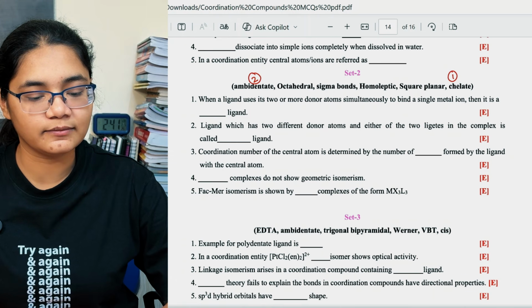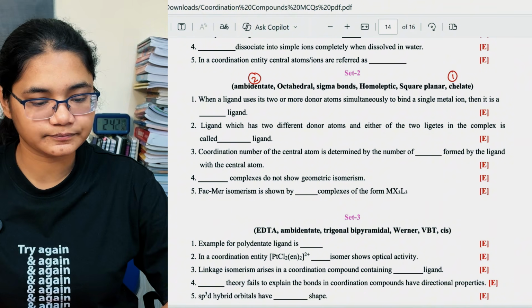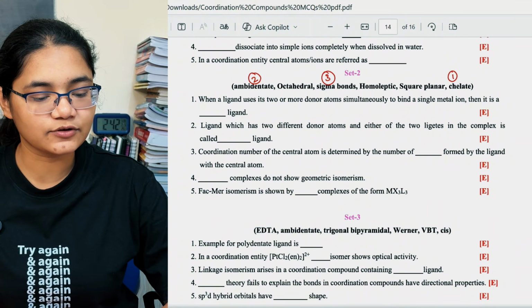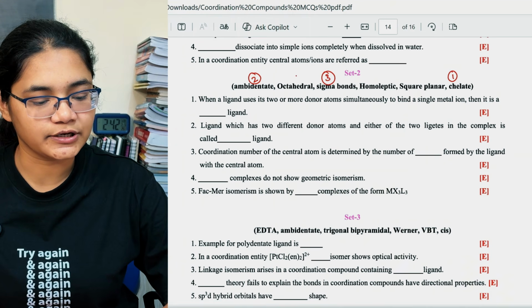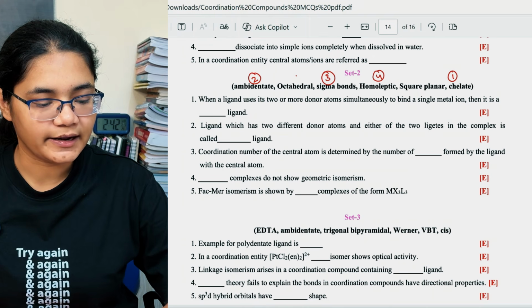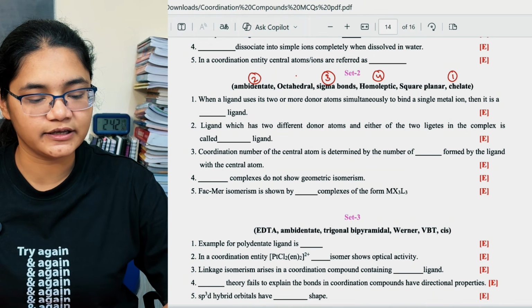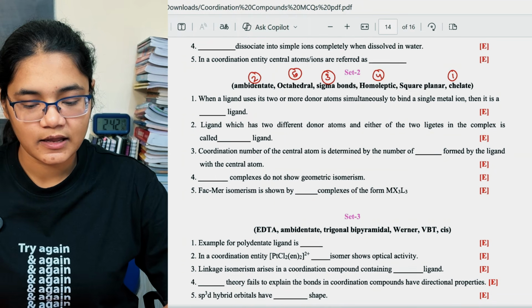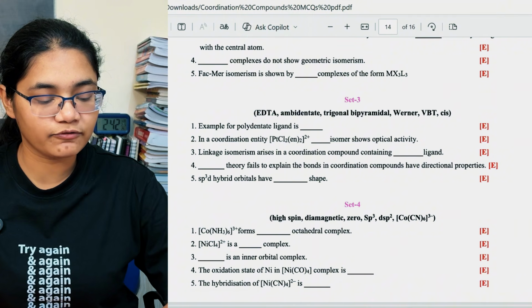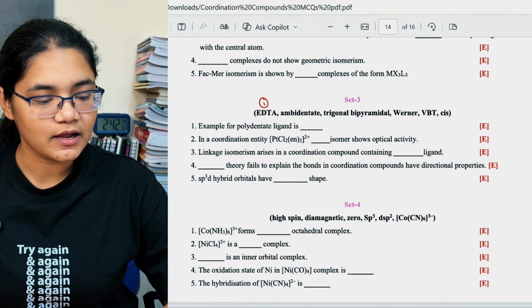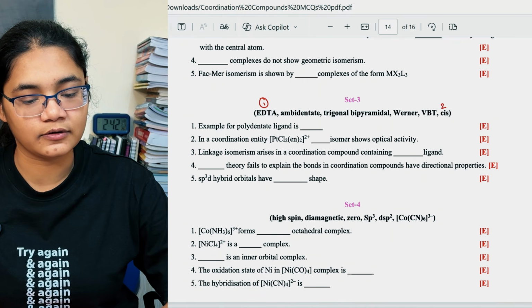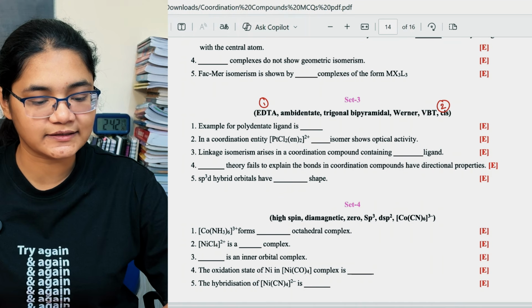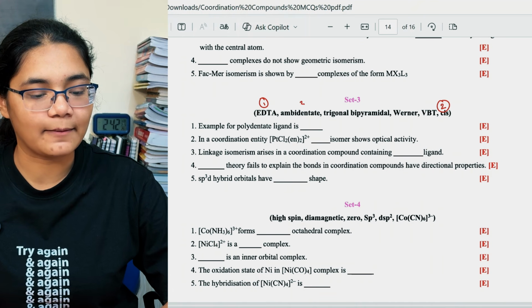Coordination number of the central atom is determined by the number of dash sigma bonds. Dash complexes do not show geometrical isomerism, that is actually homoleptic complexes. Next, facial and meridional isomerism is shown by octahedral complexes of Ma3b3 type. The example of a polydentate ligand here is EDTA. In a coordination entity [PtCl2(en)2], the dash isomer shows optical activity, the cis isomer. Linkage isomerism arises in coordination compounds containing ambidentate ligand.